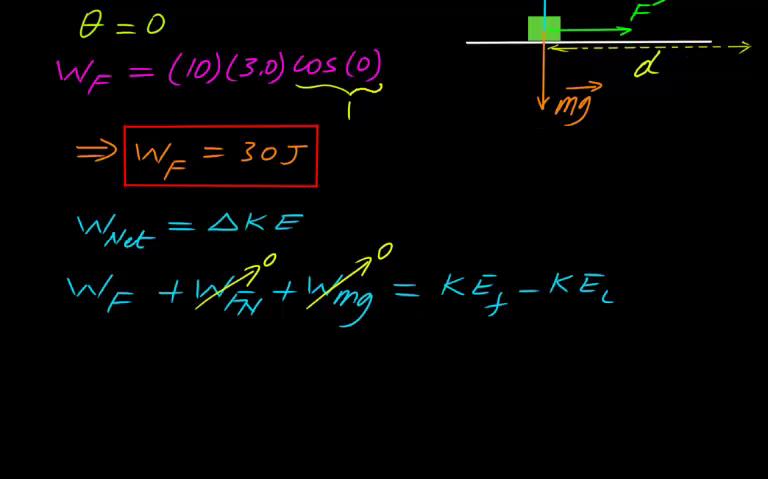Since the initial speed of the box is equal to 0, the initial kinetic energy has to equal 0. Remember that the kinetic energy equals 1/2 mv squared. So this quantity is also equal to 0. As a result, this equation is reduced to the following. The work done by the student force equals the final kinetic energy, which is 1/2 mv final squared.